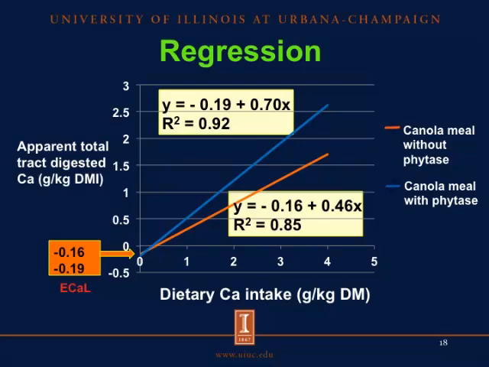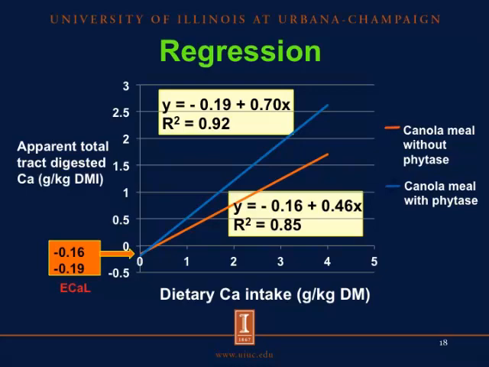By using the regression procedure, we obtain 2 linear equations. The negative intercept represents the endogenous losses of calcium expressed in grams per kilogram dry matter intake, and the slope represents the true digestibility of calcium. And we also got an R-square. So for the canola meal diets without phytase, we got a negative intercept of 0.16, and also we got a slope of 0.46. That means that the true total tract digestibility of calcium in canola meal is 46%.